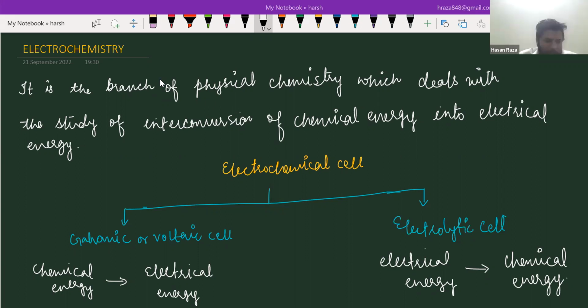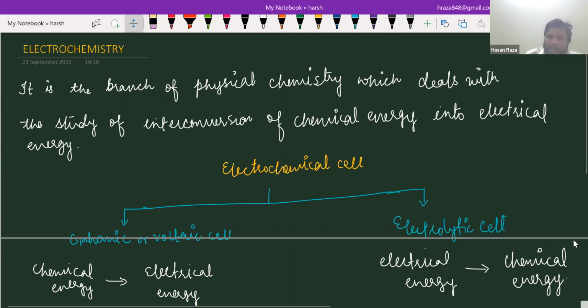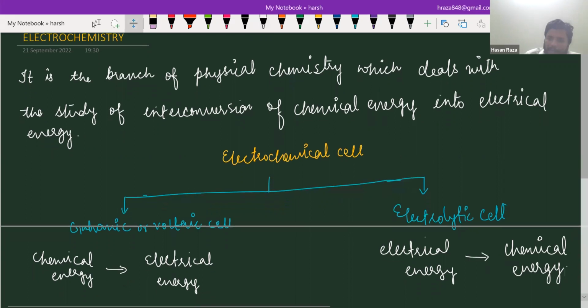Let me know when you are done with this. Yes, done, sir. So see which one is spontaneous and which one is not. Basically, this reaction or process is a spontaneous redox reaction.